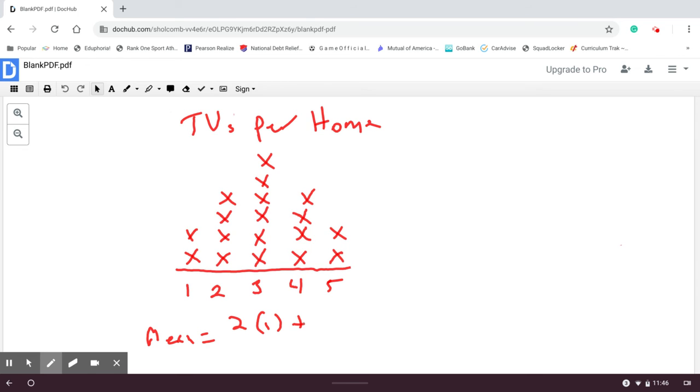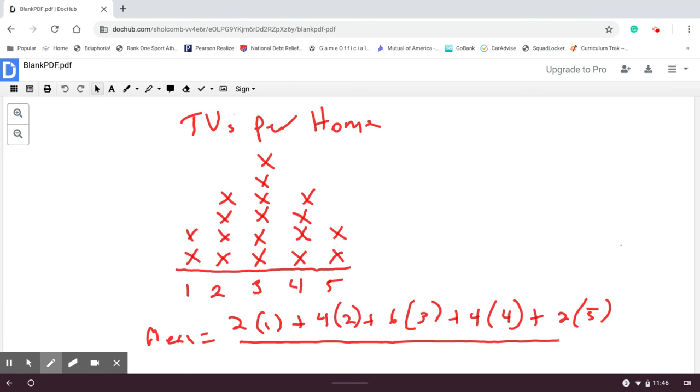plus 4 of them times the 2 TVs, plus 6 people that had 3 TVs, plus 4 people that had 4 TVs, plus 2 people that had 5 TVs. Now, all of that has to be divided by all the different households that were surveyed. So count up all the X's: 1, 2, 3, 4, 5, 6, 7, 8, 9, 10, 11, 12, 13, 14, 15, 16, 17, 18.